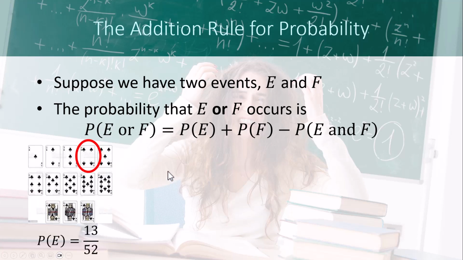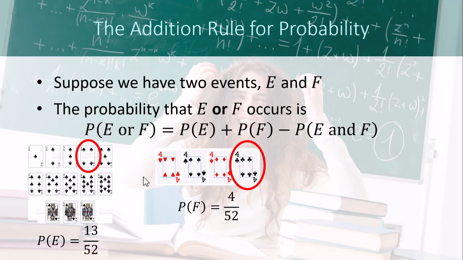Here's the example we left off with in the previous video, the card example. Let's call this the event E, okay? The probability of this event is 13/52. And notice it has a 4 of clubs. The probability of event F, drawing a 4, has 4 possible outcomes. The probability of this is equal to 4/52. Notice that this also has a 4 of clubs. So when we add these two together, we are actually adding this twice. As a consequence, we need to subtract one of them out.